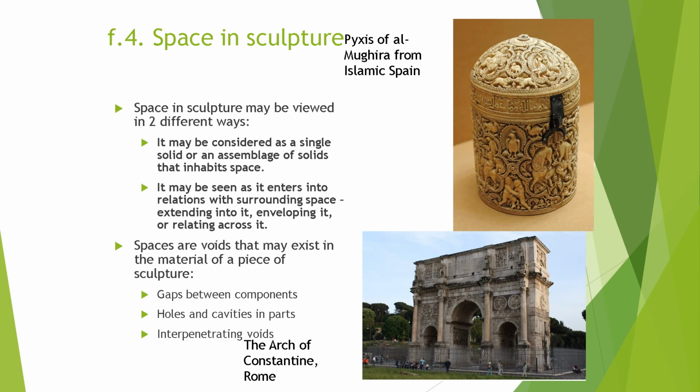So, tapos na tayo sa visual arts or two-dimensional art. Dito naman tayo sa space in three-dimensional art or sculpture. Sa space sa sculpture is, dalawa lang naman yan eh. It may be considered a single solid or an assemblage of solid that inhabit space. Maliit lang siya na nagtitake ng space. Or it may be seen as it enters into relation with the surrounding of space, extending to it, enveloping it, or relating across. So, ano ibig sabihin yan?